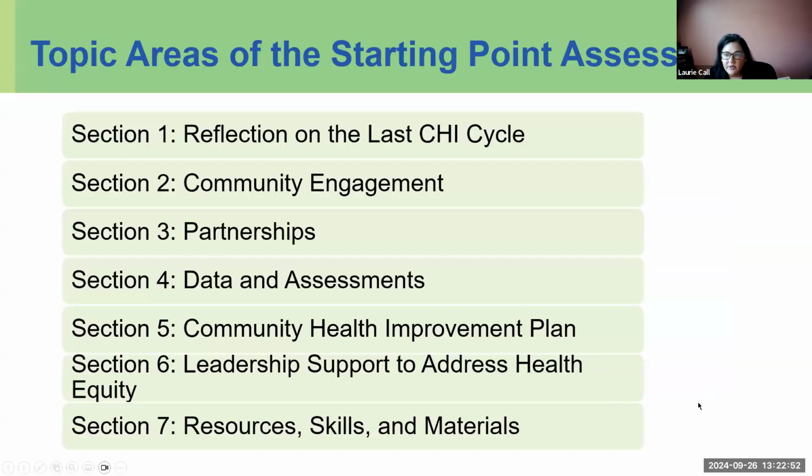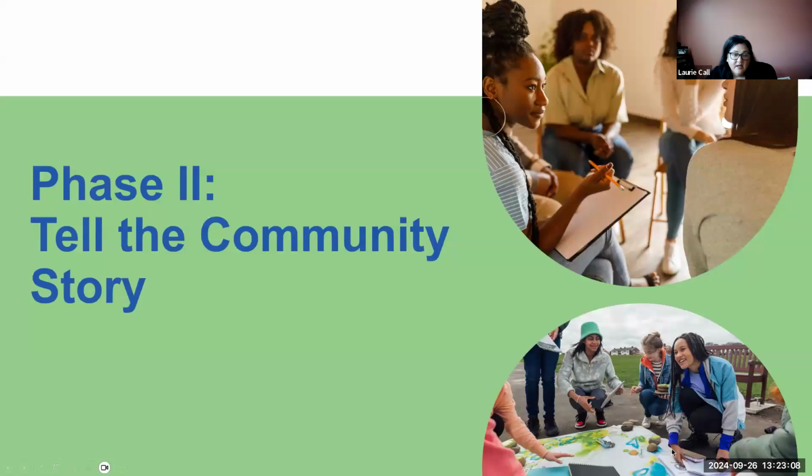So in the starting point assessment, these are the topic areas, the things that you're looking at to reflect on how the community health improvement cycle went last time or is going. Look at your level of community engagement, your partnerships, your data collection, all of those pieces.